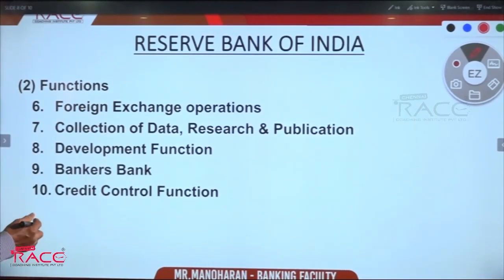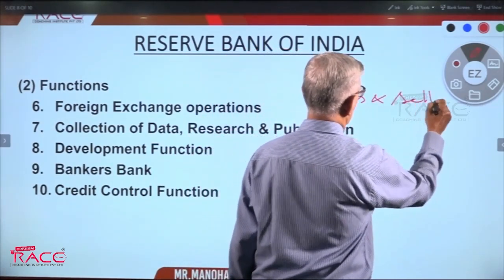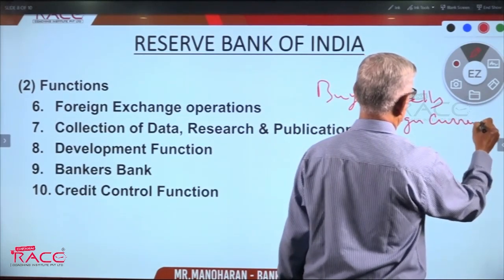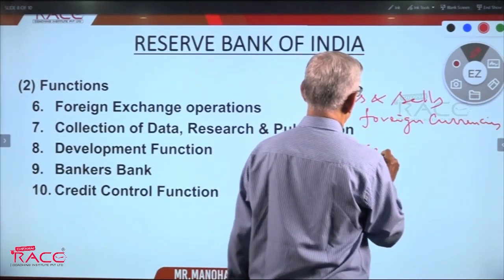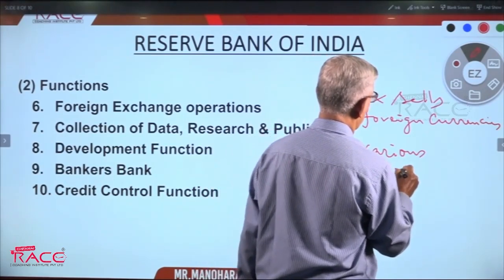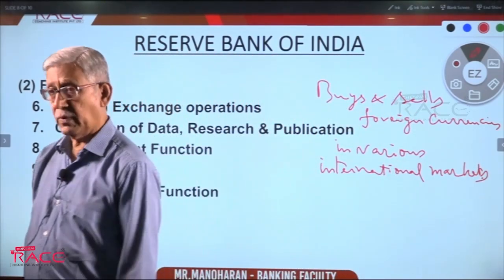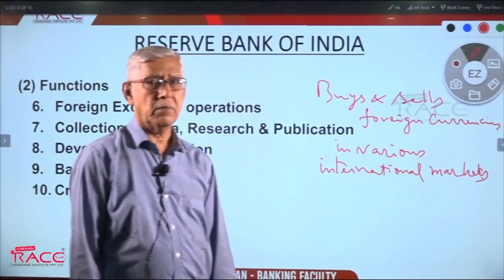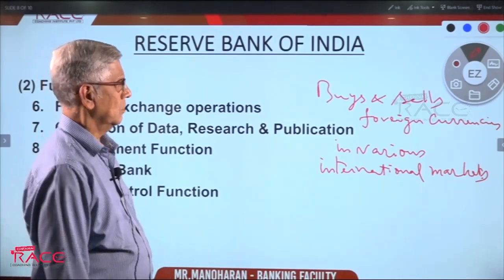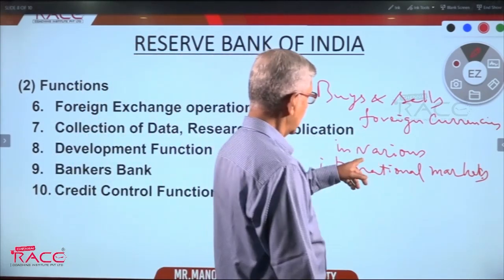So foreign exchange operations, it buys and sells foreign currencies in various international markets. Foreign exchange market is worldwide, and major markets are New York, Zurich, Paris, Dubai. Okay. So it buys and sells. Sometimes for profit also it buys and sells. So it buys and sells foreign currency in various international markets.